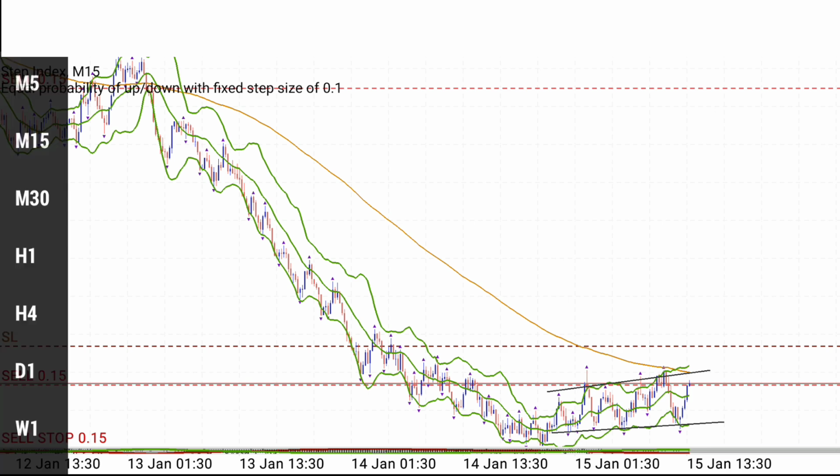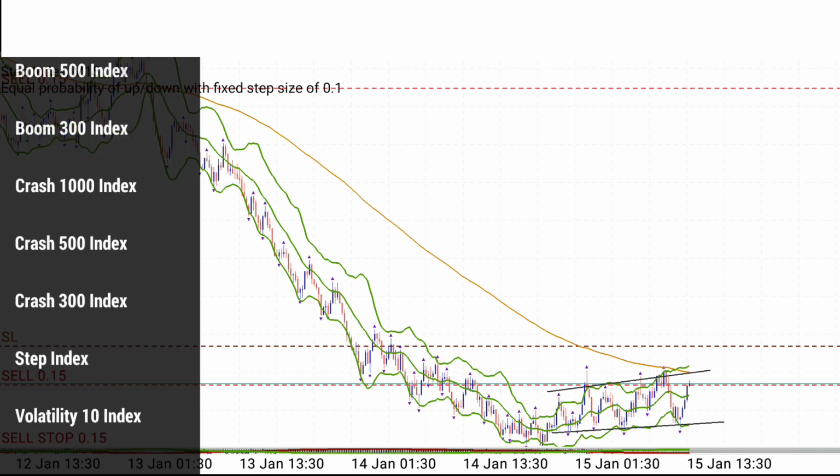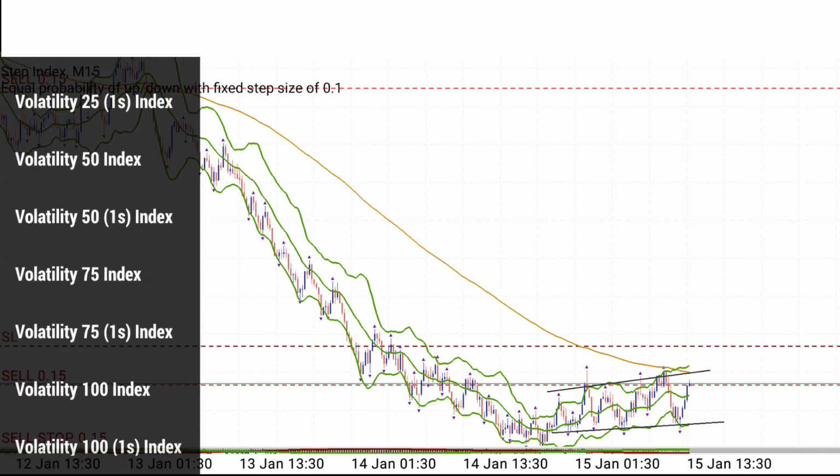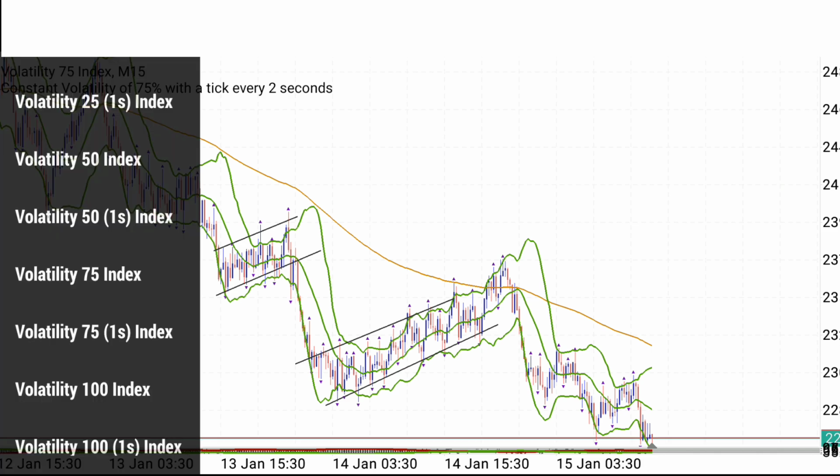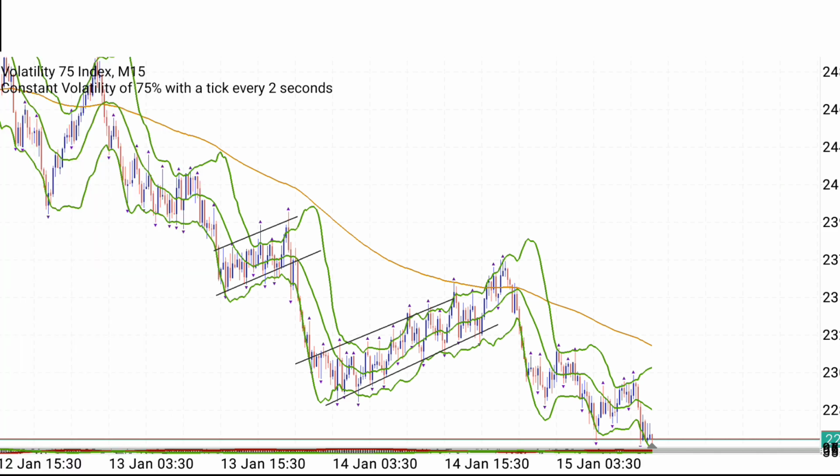So I did the same for Volatility 75, but then I was kicked out. All these places I mapped out were places I had trades. I had positions, but I was kicked out when there was this move just a little bit above the line.